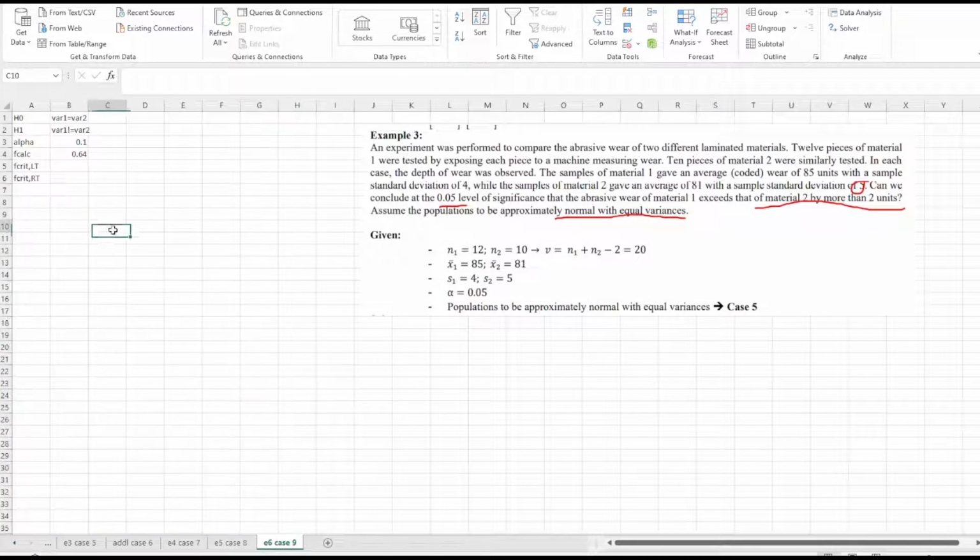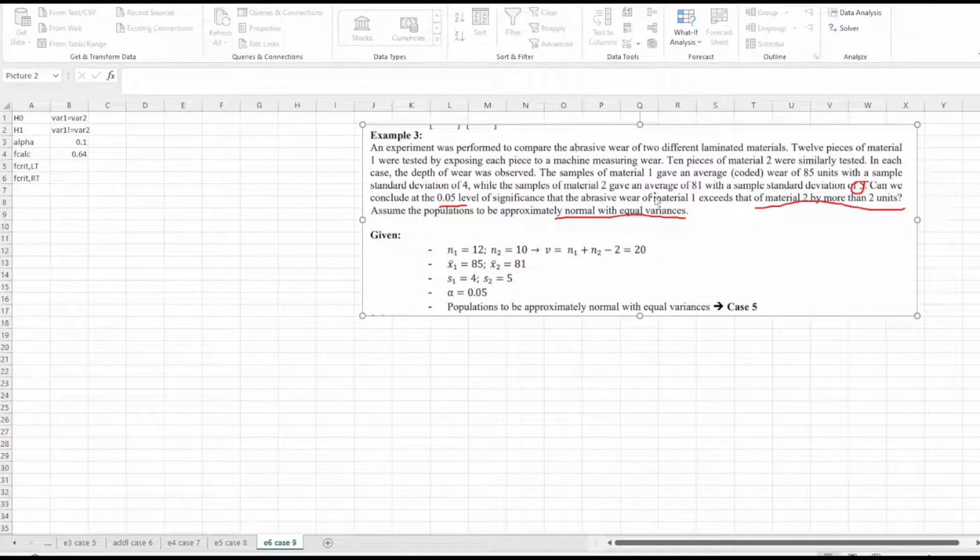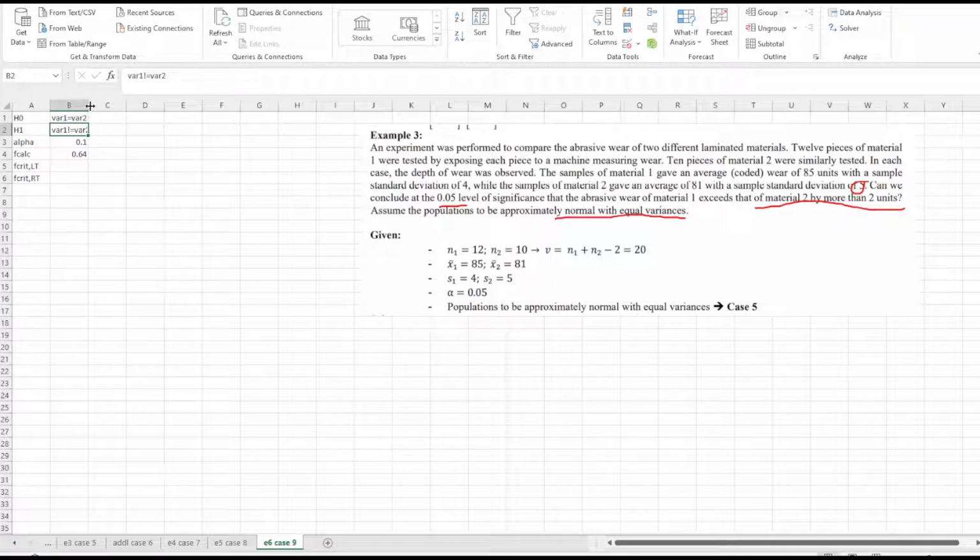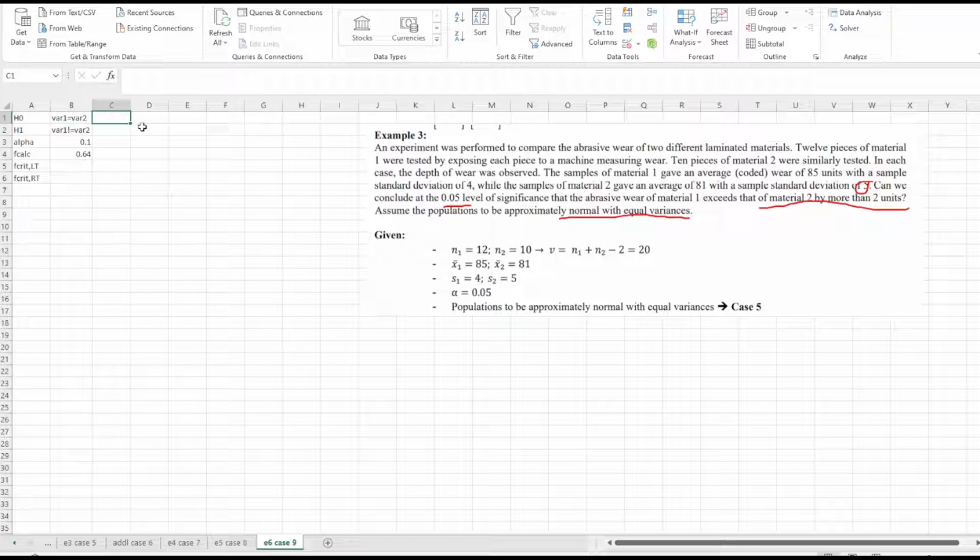Here, it's a two-tailed test, because we want to prove whether they are equal or not. We are not assuming any directionality here. We're not saying that variance 1 is greater than variance 2, or that variance 2 is greater than variance 1. So our H1 here is var1 is not equal to var2. In words, H0 is that the two variances are equal, and H1 is that the two variances are unequal.